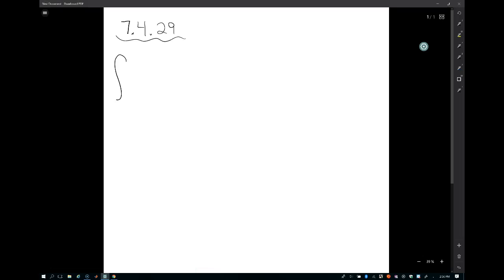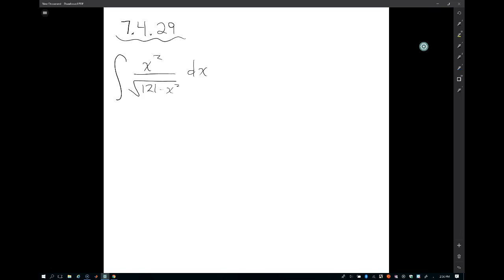So it starts off asking us to find the integral of x squared divided by the square root of 121 minus x squared. Because I see that difference of squares in the denominator, and u substitution will not work because our x's have the same power, this is a good candidate for trig substitution.